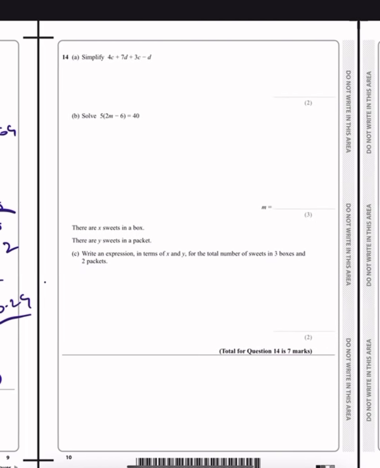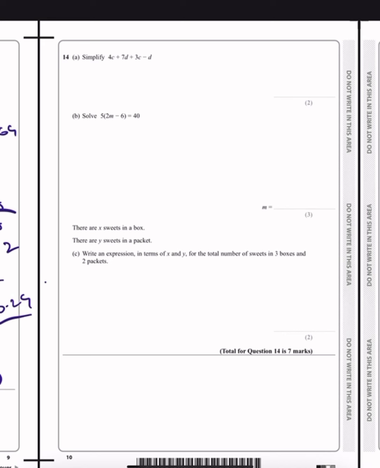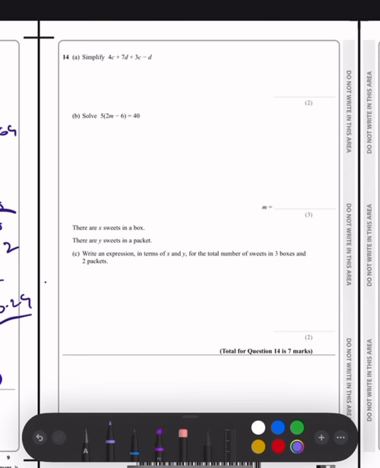Next question, and probably our last question for this one. So now the 14th question is here. Our question is, simplify 4c plus 7d plus 3c minus d. As we know, we need to simplify here. We can simply see the algebra here. The first 2 questions are related to algebra.